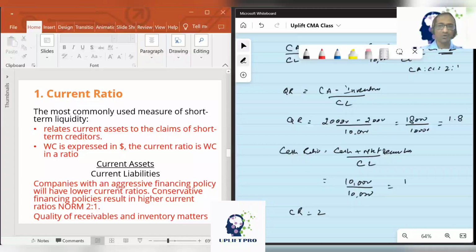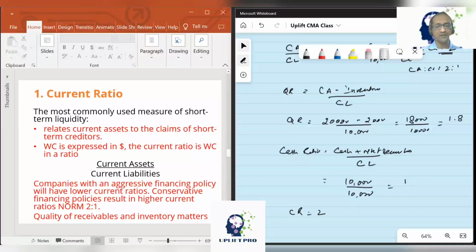If I have accounts receivable of, let us say, $15,000, but out of the $15,000, let's say 50% is bad debts, which means 7,500 is not collectible. So even though on the books I have current assets worth $20,000, out of which 15,000 is accounts receivable, the amount I can actually recover from the accounts receivable is only 7,500. So in reality, my current assets are reduced by 7,500 and come down to 12,500.